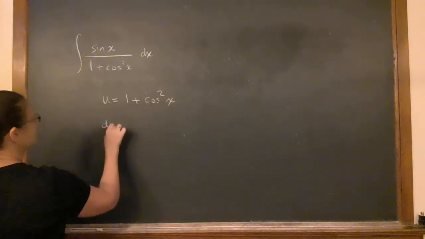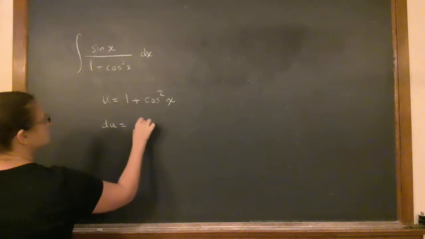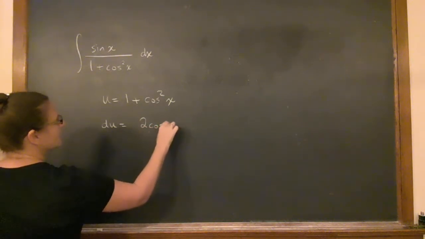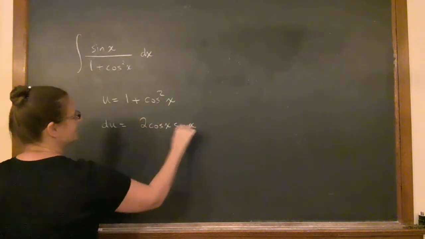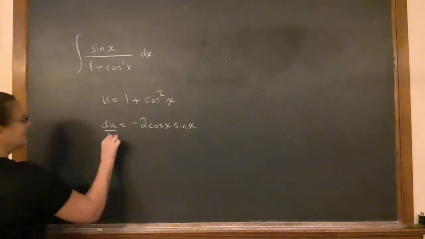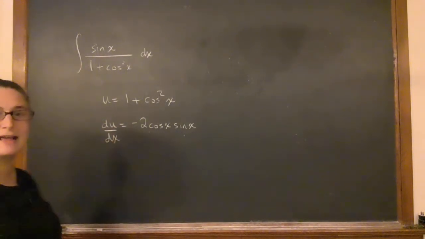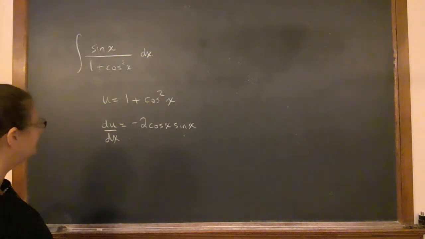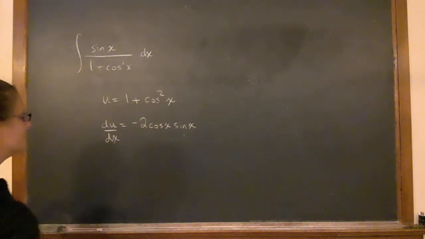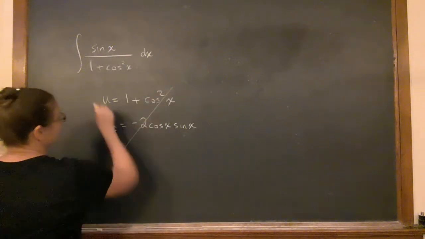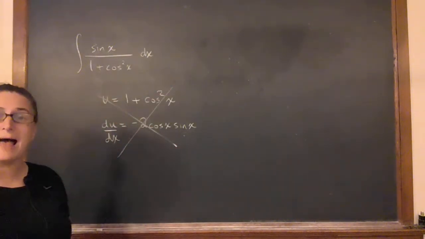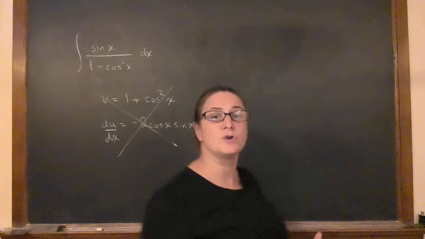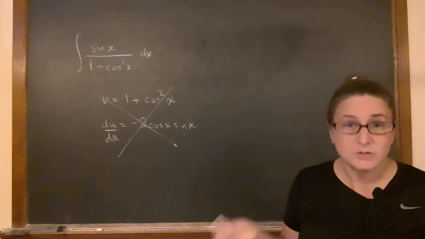All right, du then is 2 cosine x, and the derivative side is negative, right? Whoops, du dx. All right, well, this is not going to help me, is it? This is just bad, because I don't have any of this. So this is not a good choice of u. This is the sort of thing that will happen sometimes when you try something, it doesn't work. Well, the next thing to do is try something else.